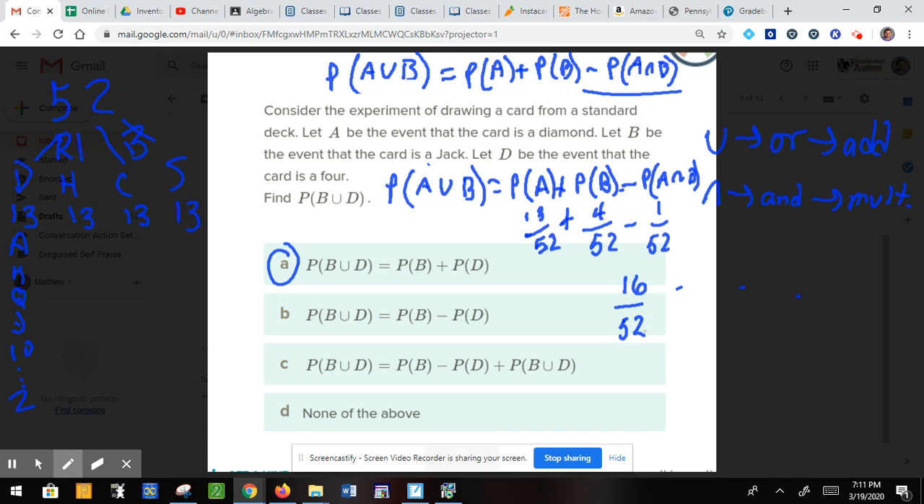Back to the original question, if you want to throw numbers into that one, well, the probability of B, we already talked about, is 4 out of 52, because there's 4 jacks in a deck. There's also 4 fours in a deck, so the probability of D would also be 4 out of 52. All right, so then the answer, if we were talking about the actual probability of this, would be 8 out of 52. And yes, you could certainly reduce.